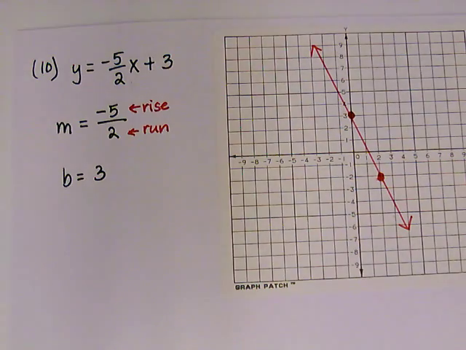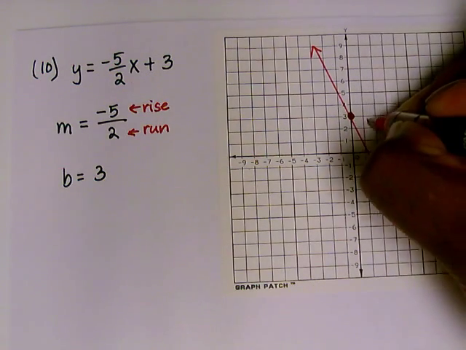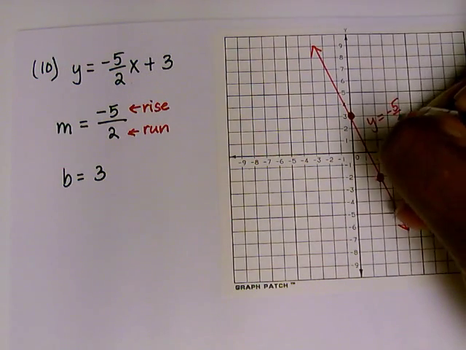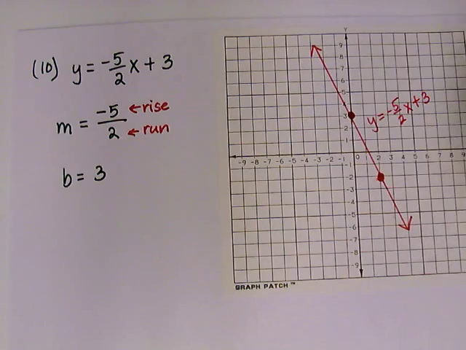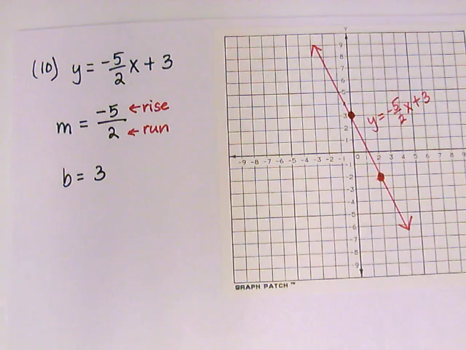And you'll have graphed the equation y is equal to negative 5 halves x plus 3. Okay. So this is how you graph a linear equation using the slope and the y-intercept approach.